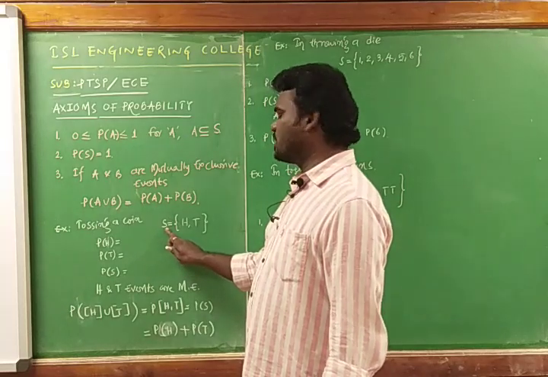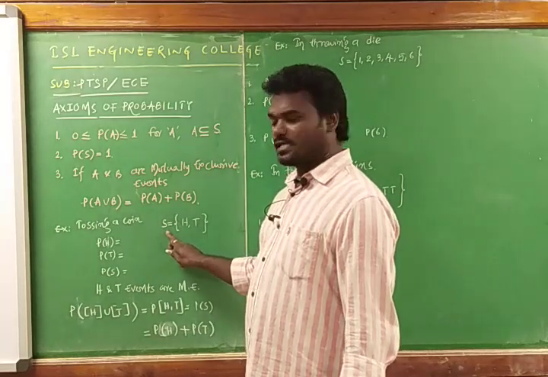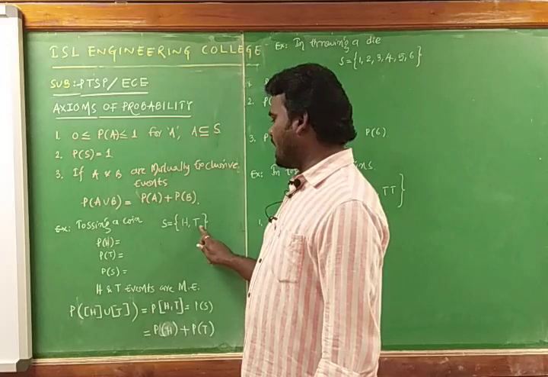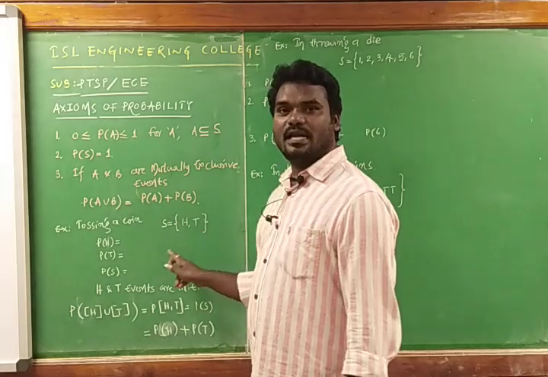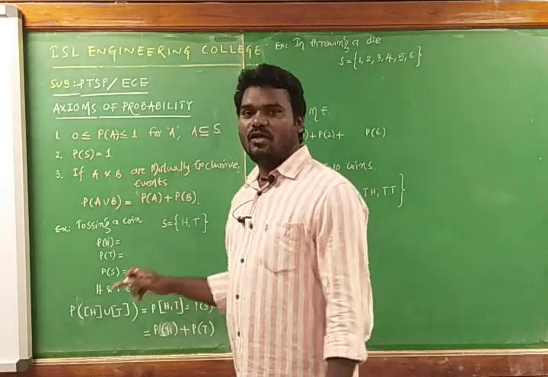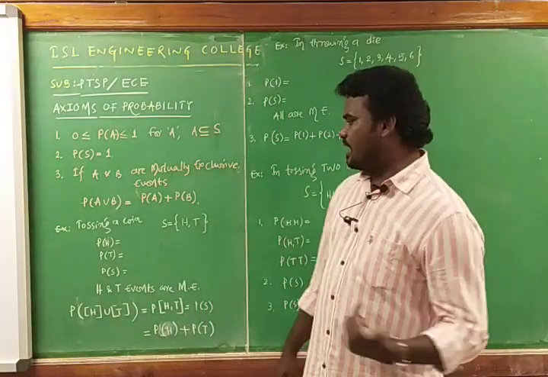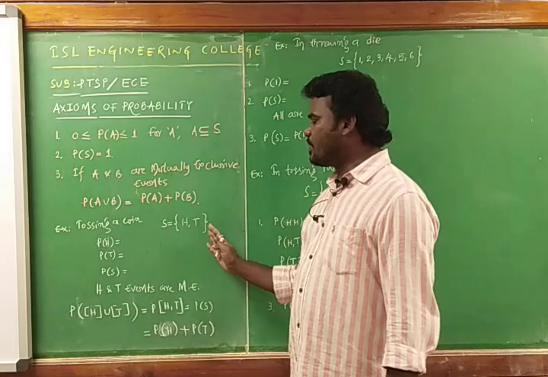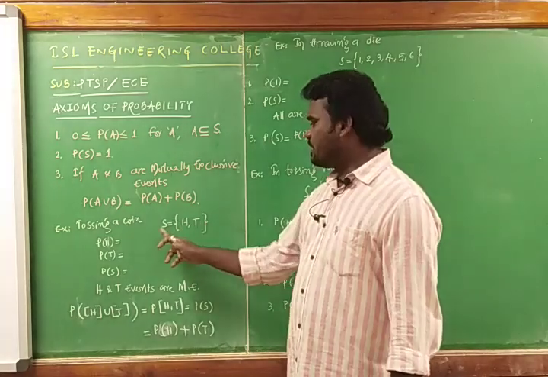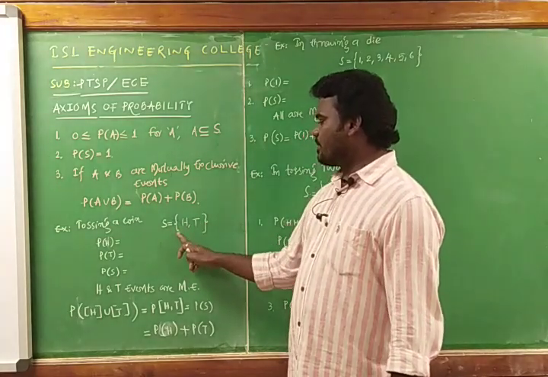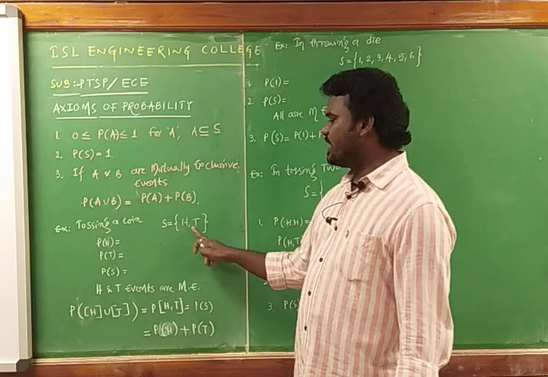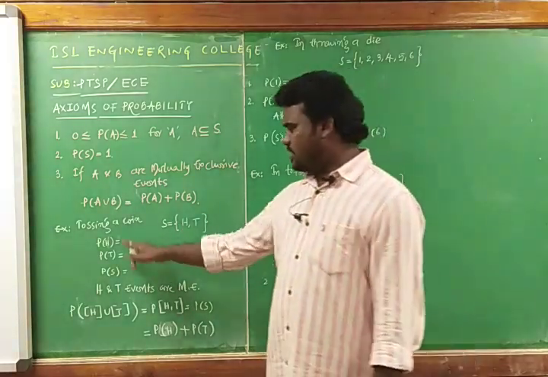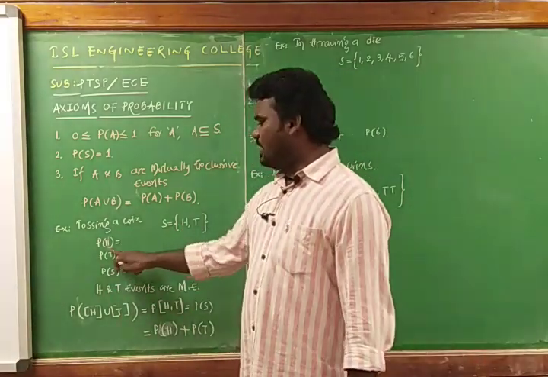Sample space is denoted with capital S. It is a set which has head and tail, and other than head and tail we cannot find another possible outcome. So the total number of possible outcomes in an experiment is named the sample space. In this we are going to calculate the probability of H.